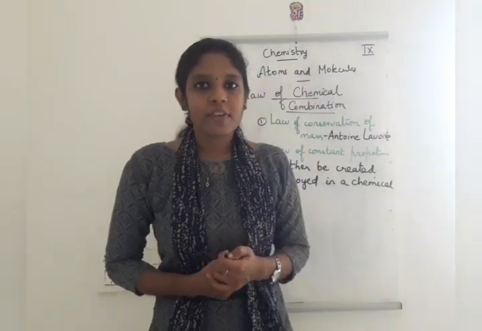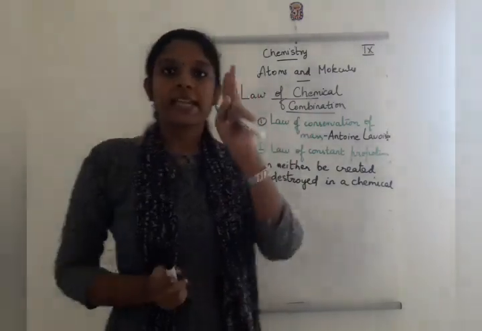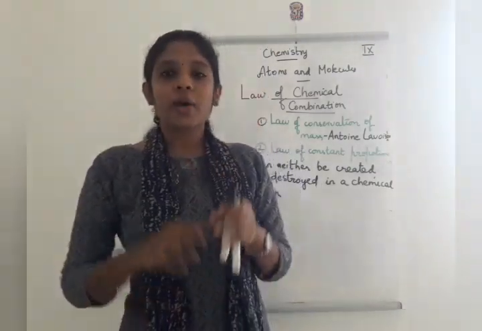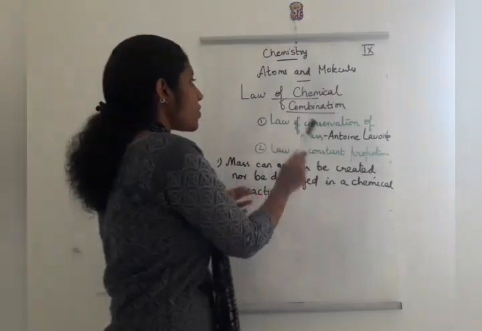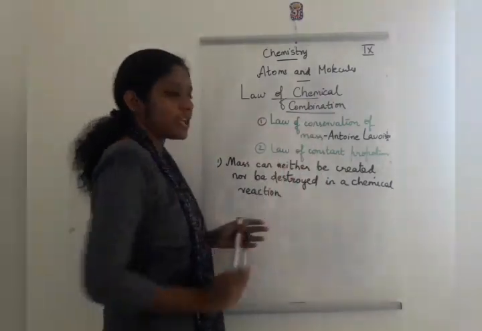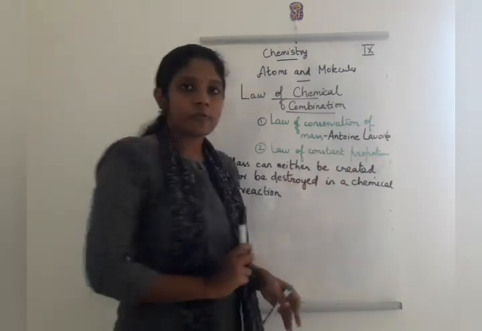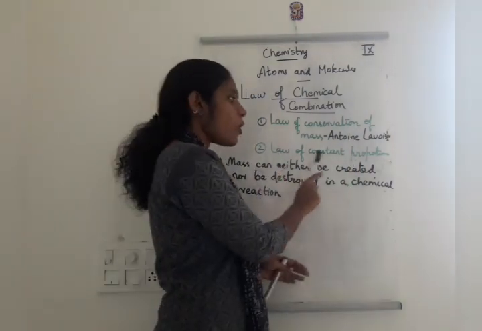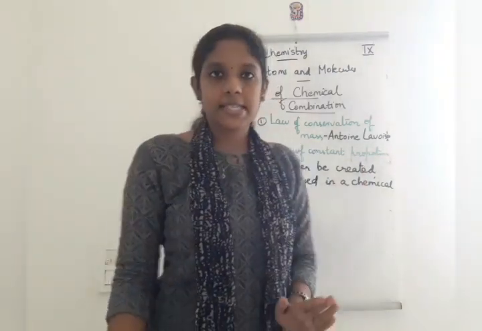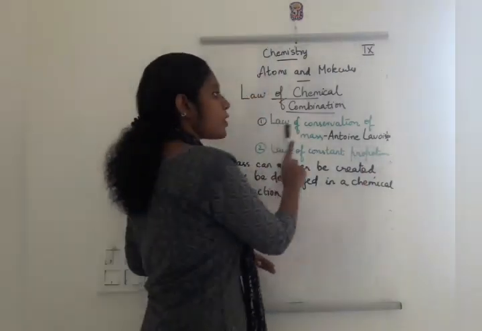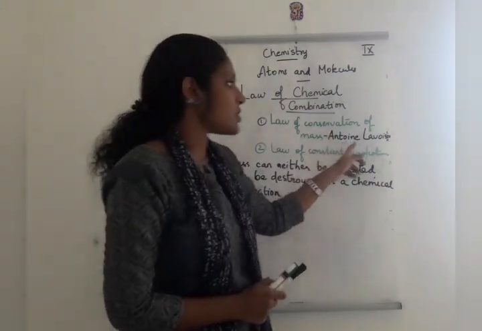Now we are moving to the next topic, that is the law of chemical combination, and there are two laws. I have already told you atoms combine in definite proportion to form molecules. So you are going to study the law of chemical combination. In that two laws are there. First one is the law of conservation of mass, and the second one is the law of constant proportion. The law of constant proportion we will learn in the next class. Today we are going to learn the law of conservation of mass, and this law was proposed by Antoine Lavoisier.